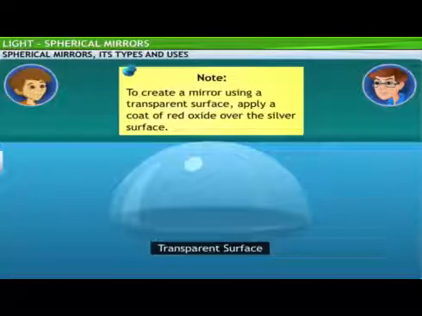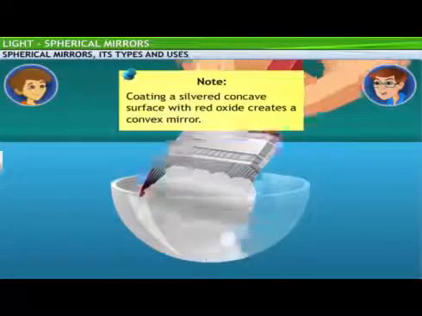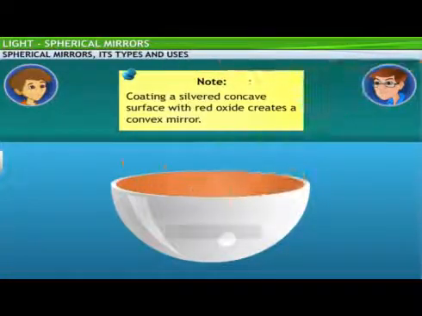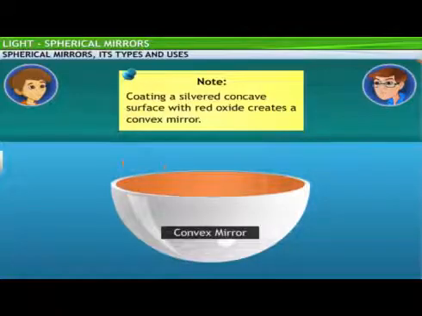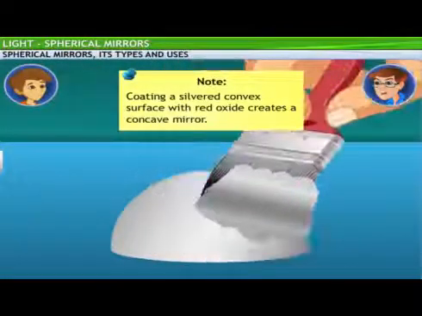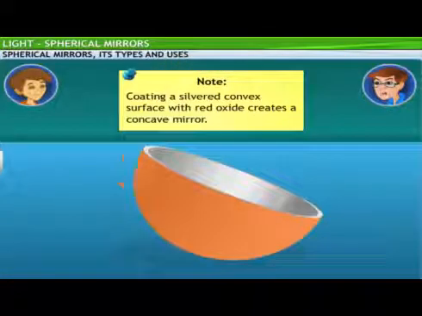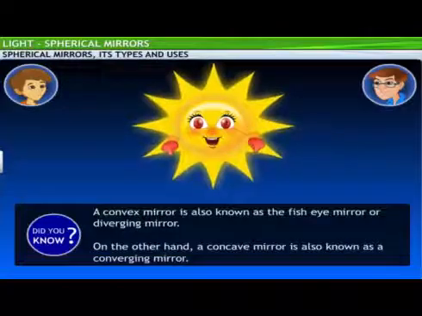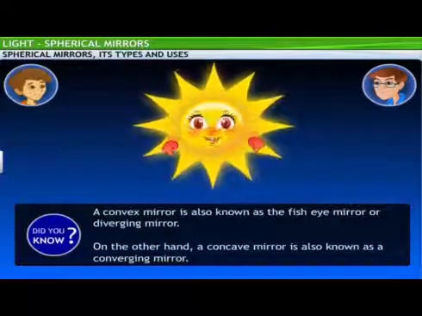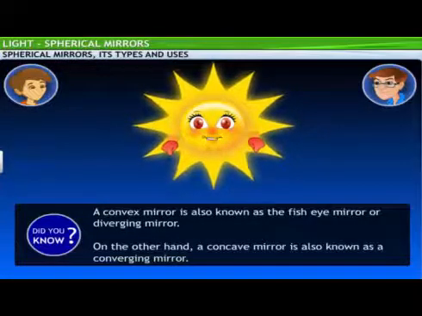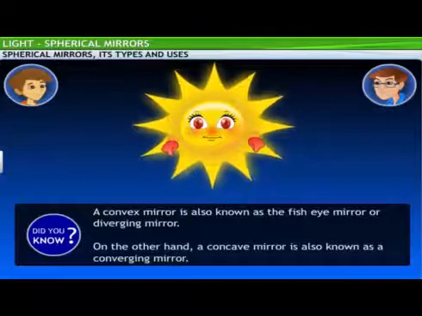But here's another interesting thing. For a transparent spherical surface, if the concave surface is silvered and thereafter coated with red oxide, the mirror acts as a convex mirror. Likewise, if the convex surface is silvered and thereafter coated with red oxide, then it acts as a concave mirror. Did you know? A convex mirror is also known as the fish eye mirror or diverging mirror. On the other hand, a concave mirror is also known as a converging mirror.